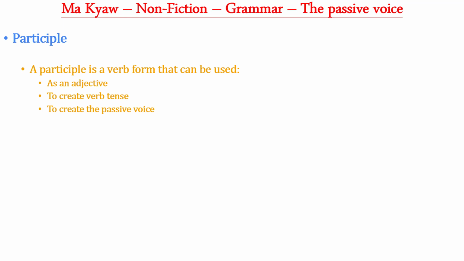In this question, we need to create the passive voice. There are two types of participles. Number one is the present participle. And we can create a present participle by adding ing with the verb.